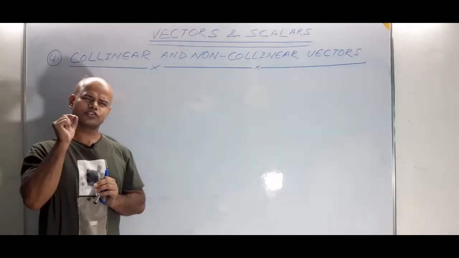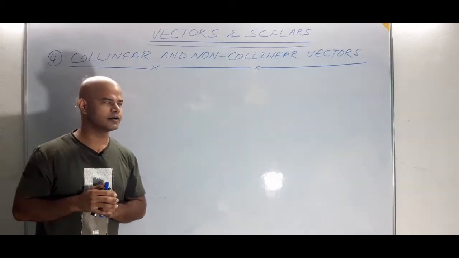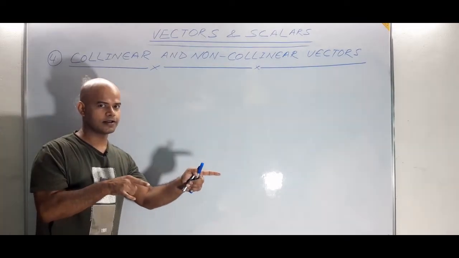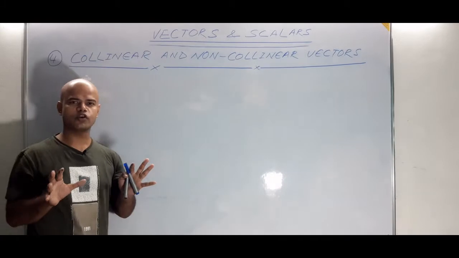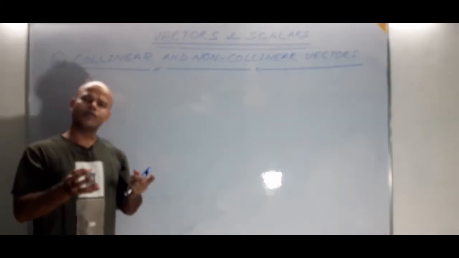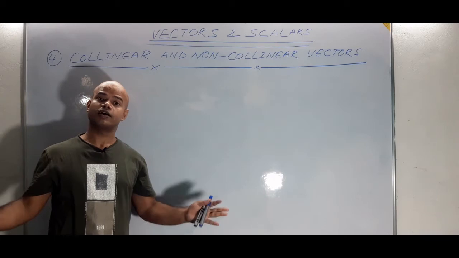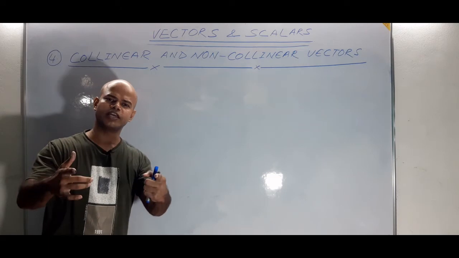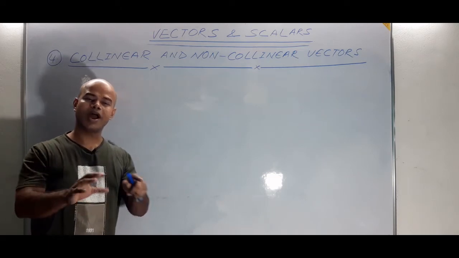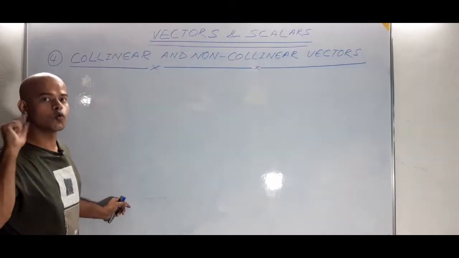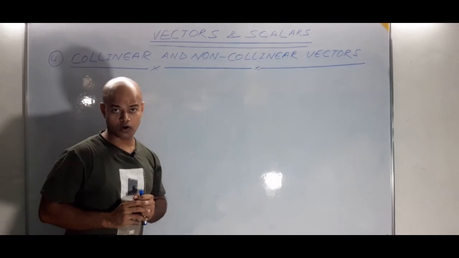So first let's talk about two vectors to be collinear. They must lie along the same line, meaning they should be parallel. These two vectors need not have the same magnitude, but they should be along the same line, then they will be called collinear. Whether you talk about 2, 3, 4 or 5 vectors, they will be collinear if it is possible to arrange all of them in a single line. Then all those vectors will be called collinear vectors, else they will be non-collinear.